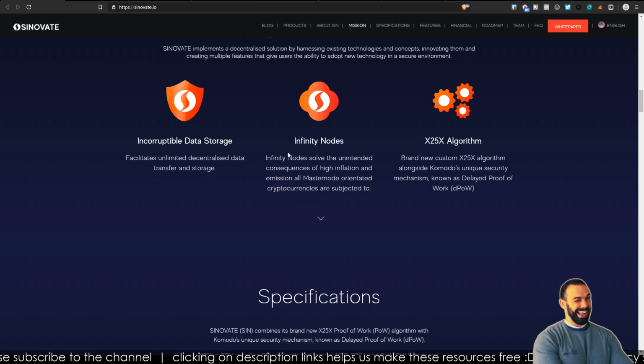Sounds interesting. Sounds unique. Infinity nodes solving the unintended consequences of high inflation and emission that other Masternode projects are subject to or are prone to. We'll see. X25X algorithm, they claim that it's very unique and that they use it paired with the delayed proof of work pioneered by the Komodo team. So shout out to Komodo. They're using that to increase the security of their network, making it more difficult to execute a 51% attack or to get hash rate bombed and have that be a problem for double spending or other similar attacks related to 51% of the hash rate.